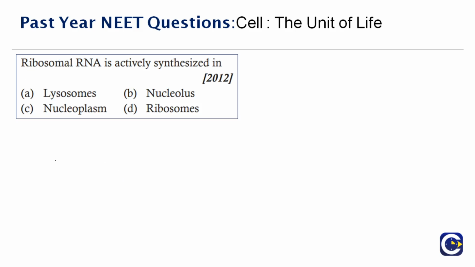See, this question was asked in the year 2012. Okay, let's read it here. Ribosomal RNA is actively synthesized in dash. So where is ribosomal RNA synthesized? I think by now you've all guessed what the answer is.